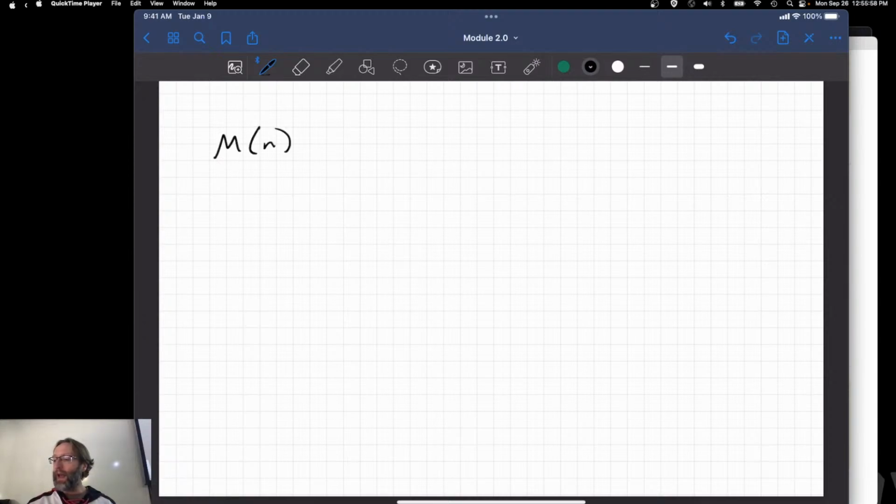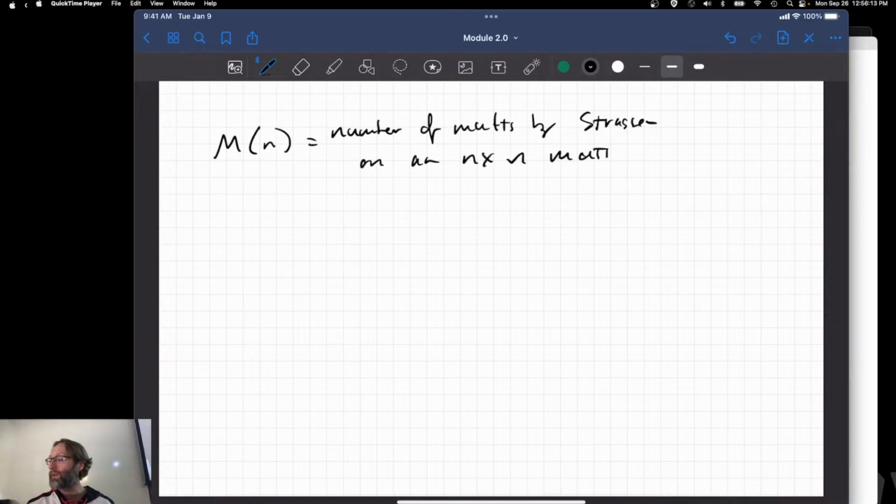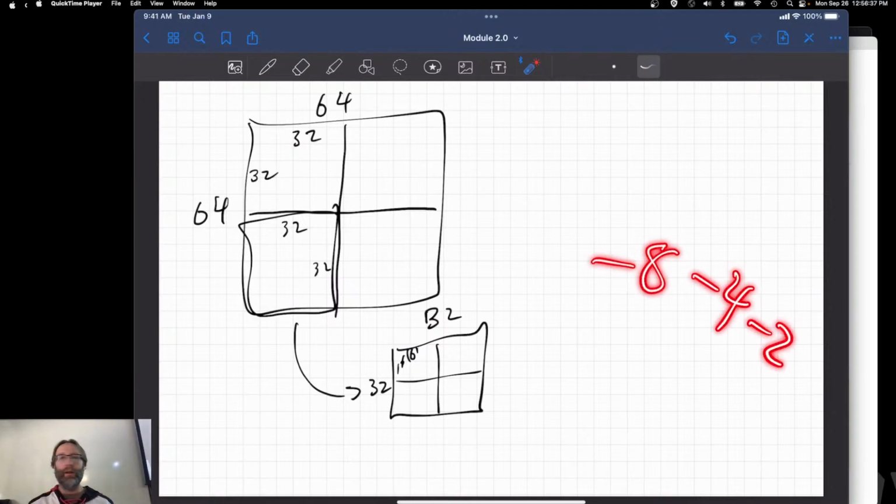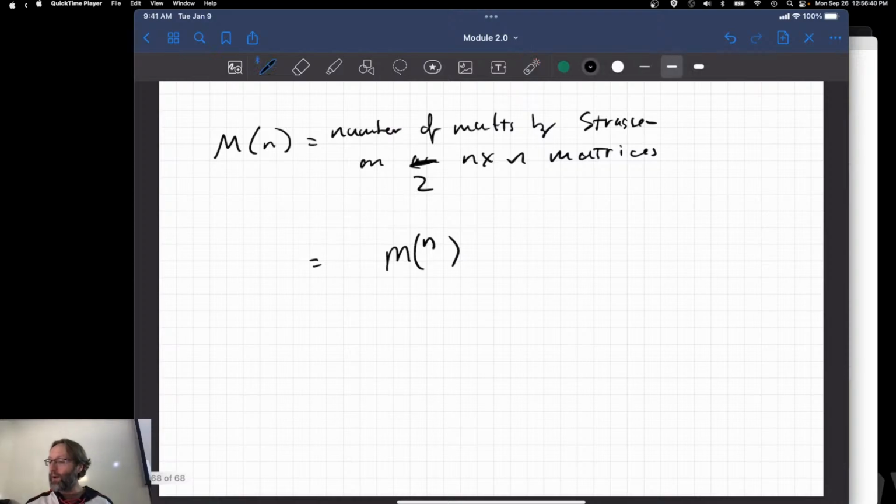What I'm going to say here is let m sub n be the number of multiplications by Strassen on n by n matrices, on 2 n by n matrices. Okay, we're only looking at 2 right now. All right. Well, obviously we're making a recursive call on matrices how big. If I go from 64 down to 32, from 32 down to 16, 16 down to 8, 8 down to 4, and 4 down to 2, n divided by 2, exactly.